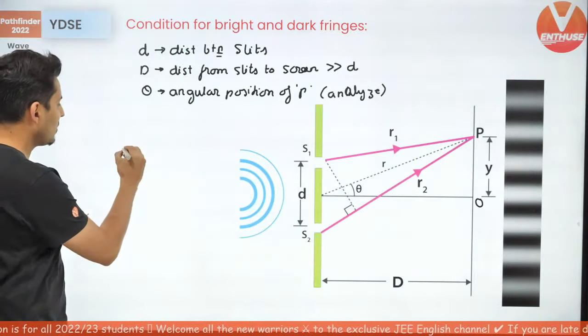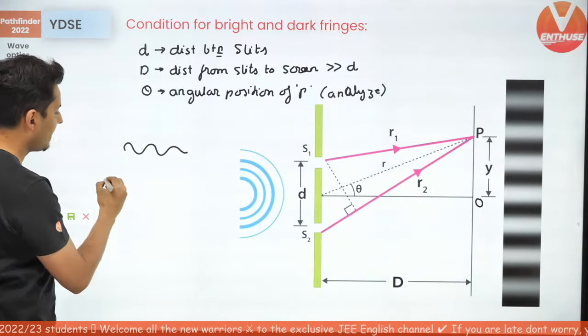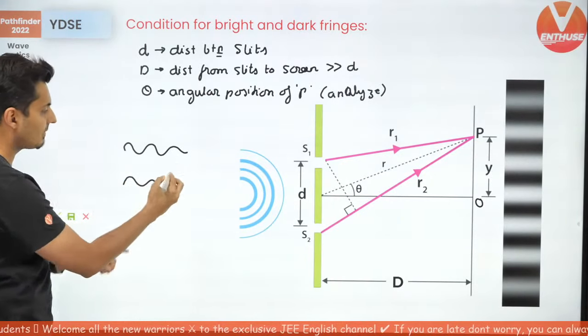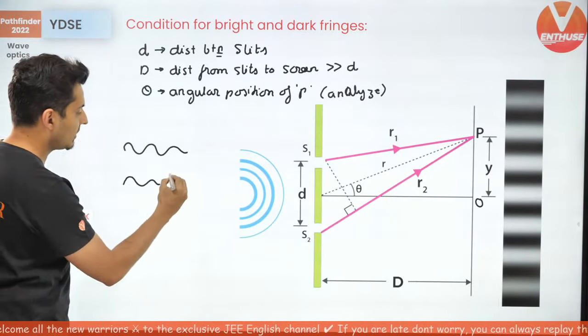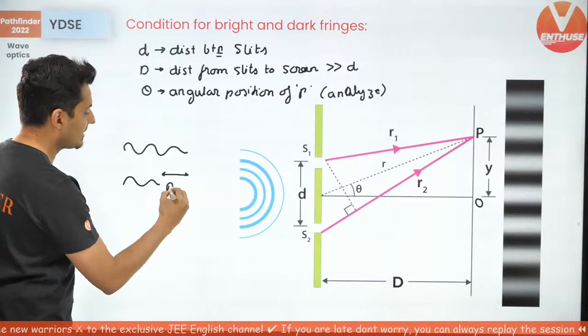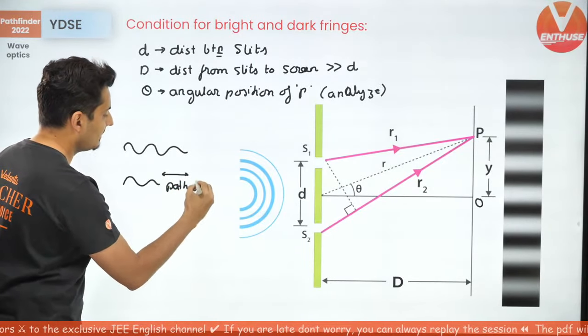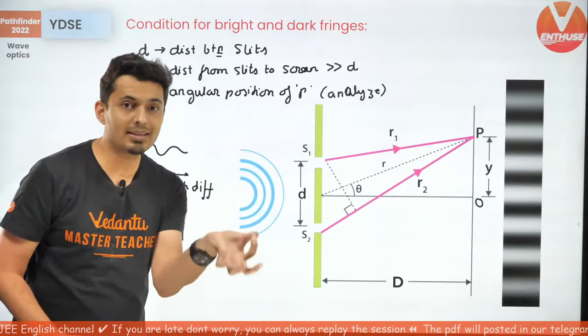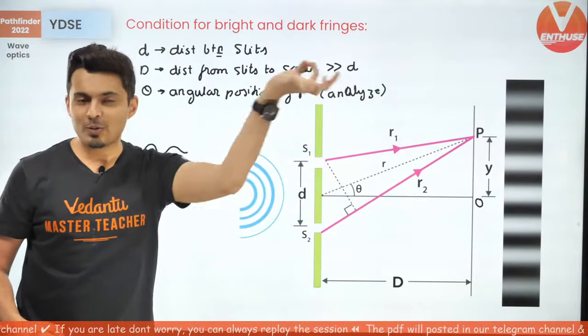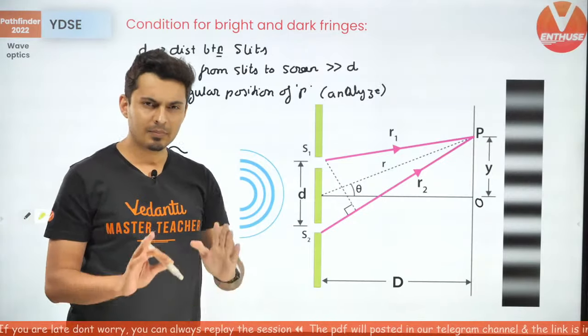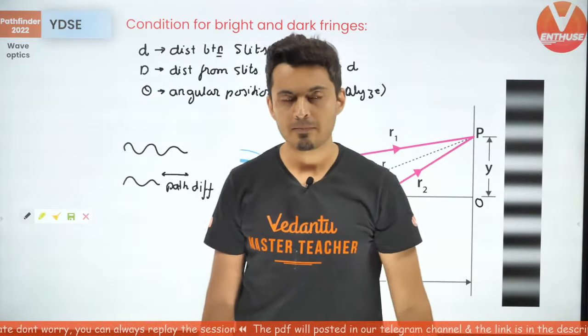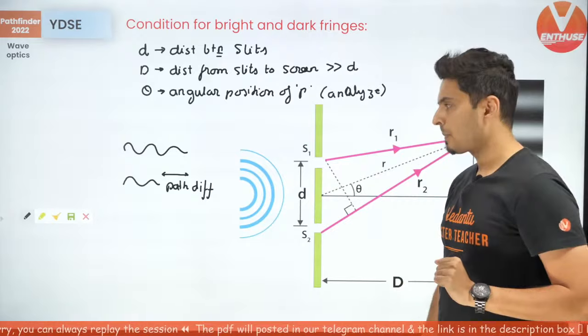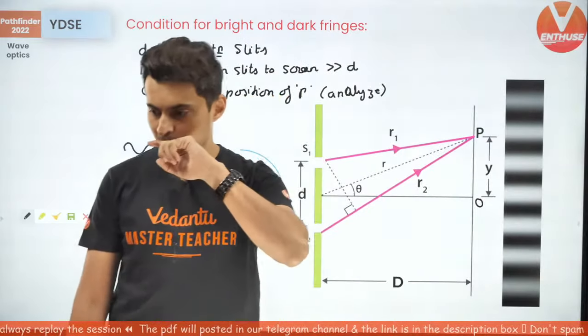Recollect that. If you have two waves, one wave is reaching earlier, one wave is reaching later on. So the lag between them is basically called the path difference. Do you remember that? That path difference tells you whether it is constructive or destructive interference. I hope you remember this. So let's try and do this now. What kind of path difference is that?